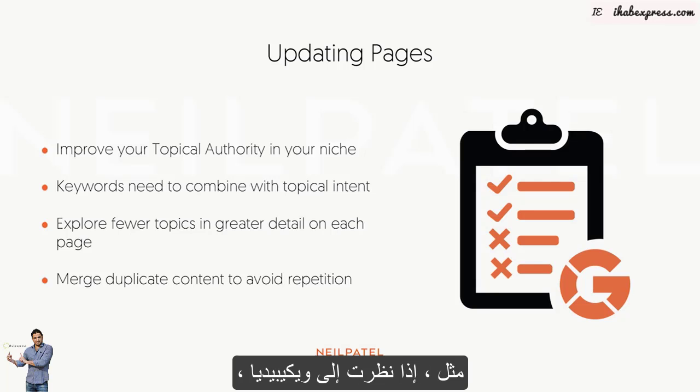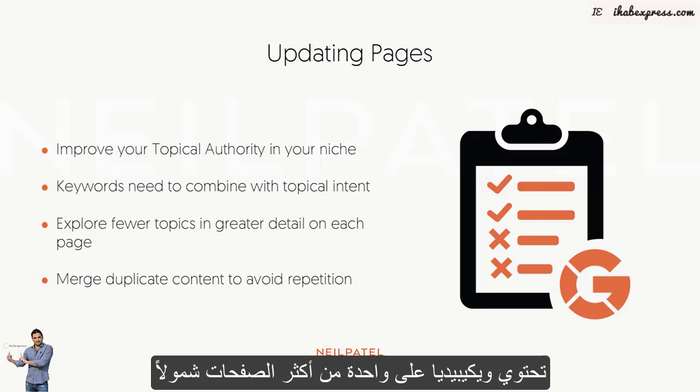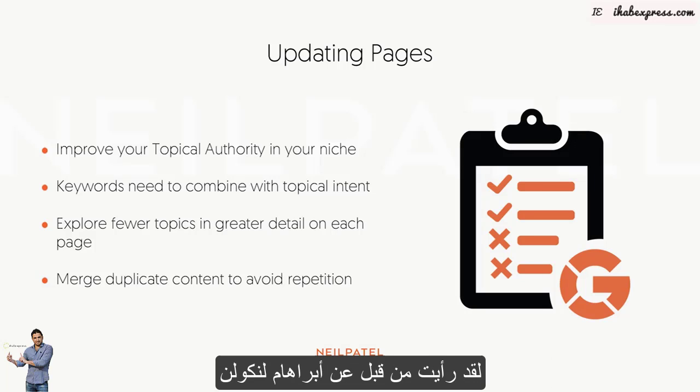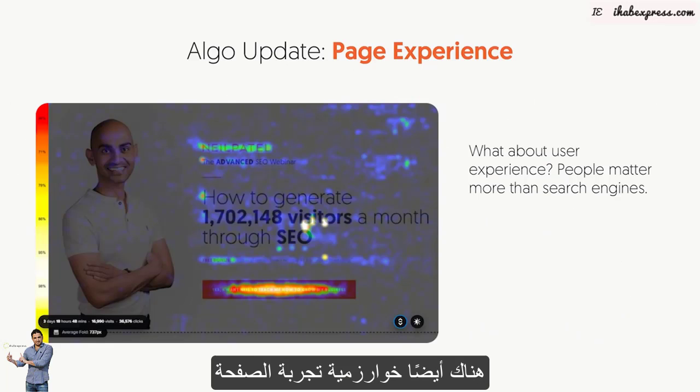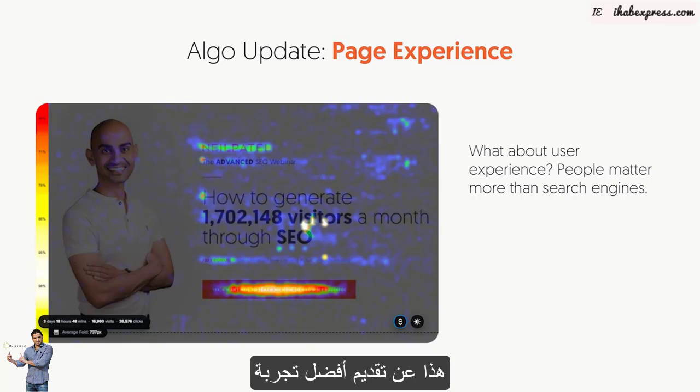Like if you look at Wikipedia, they do really well because not only do articles keep getting updated, but they go super thorough on every single topic out there. Like look up Abraham Lincoln. Wikipedia has one of the most thorough pages I've ever seen on Abraham Lincoln. And then of course, you want to merge duplicate content to avoid repetition. And when you merge it, you want to use 301 redirects. There's also the page experience algorithm. This is about providing the best experience.